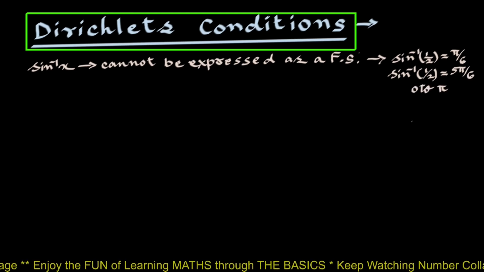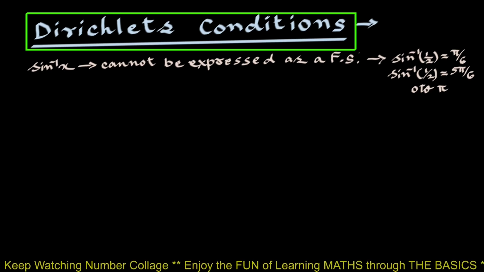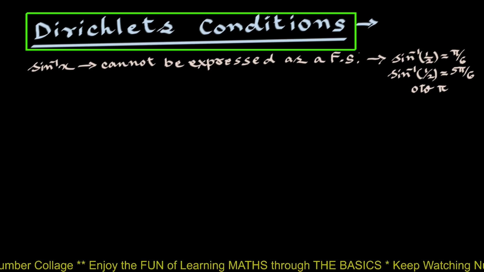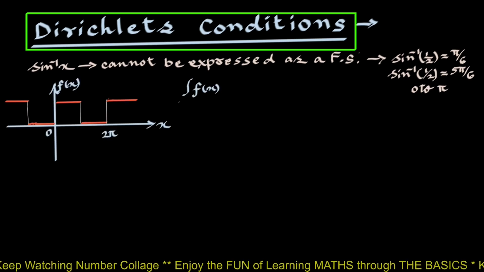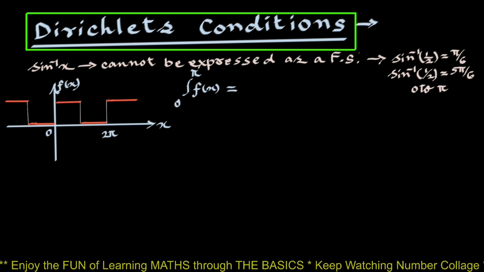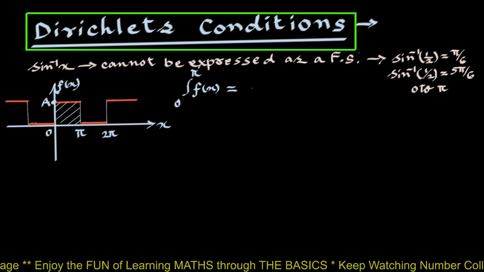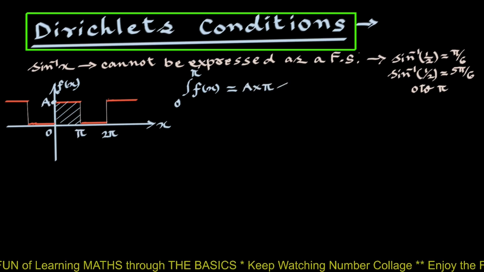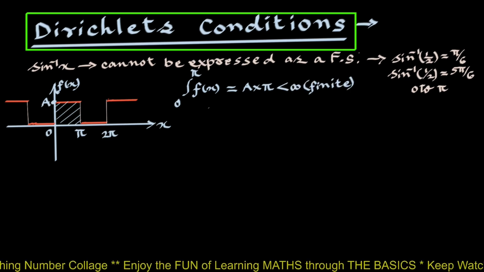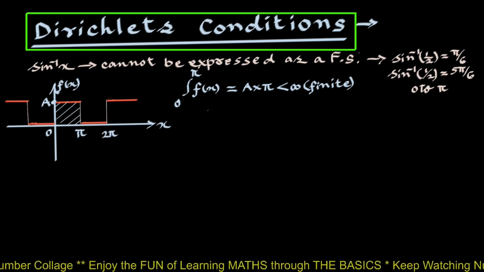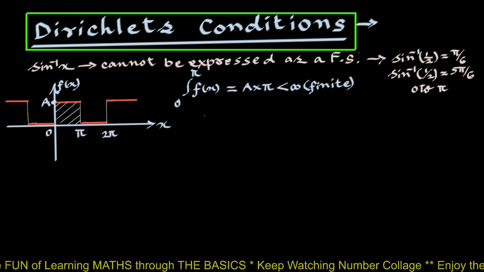Now consider the curve of a function that has a rectangular shape like this. Here, integral f(x) from 0 to pi is this area A, and this width is pi. So this area will be A into pi, which is less than infinity, or finite. Since f(x) obeys the first Dirichlet's condition, it is absolutely integrable and its Fourier series can be written.